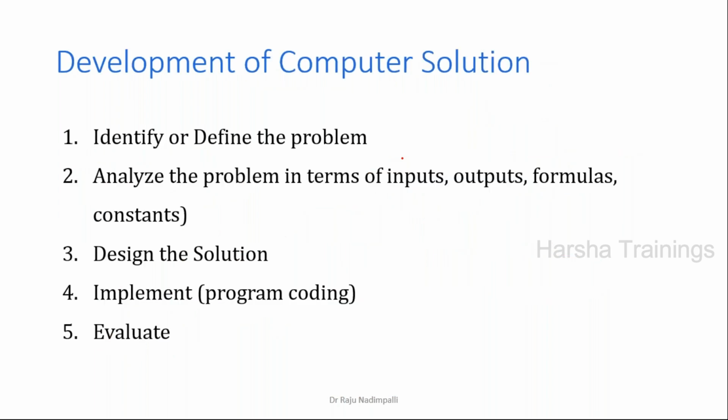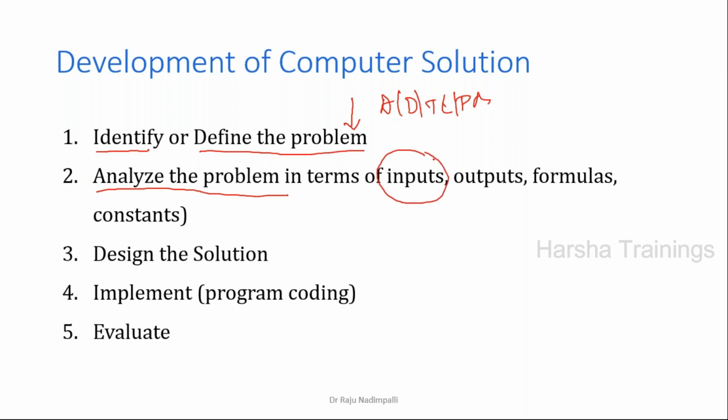Now, how to write a computer solution? First of all, we have to identify or define a problem. This definition of the problem will be given by your higher-level people in the organization, maybe an analyst, designer, team leader or project manager. Your responsibility is to analyze the problem in terms of what the input for the application will be, what the expected output is, and what computation we need to do. For that, what formulas, variables and constants are required, we have to think about.